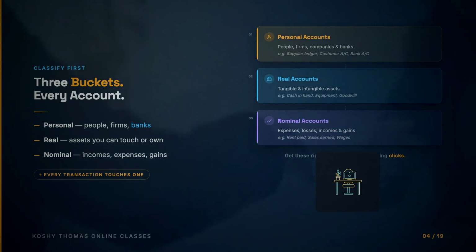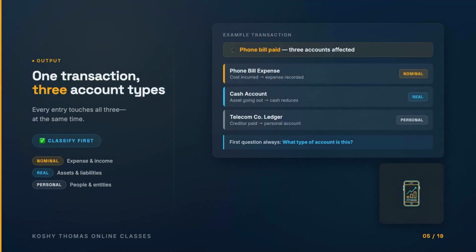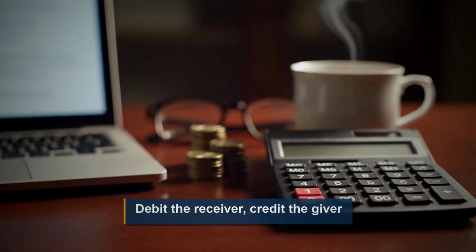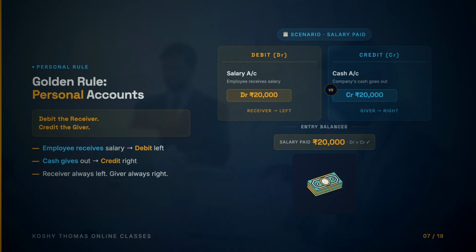Which one does your phone bill fall into? Your phone bill, that's a nominal account. It's an expense. Cash you paid with, real account. The telecom company you paid, personal account. 1 transaction, 3 account types touched. That's accounting in action. Every entry you make, the first question is always, what type of account is this?